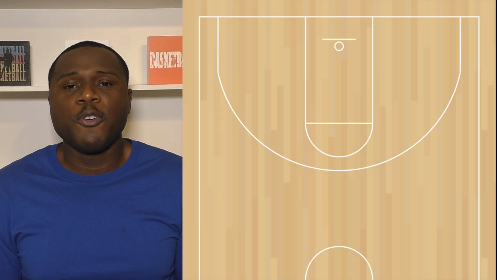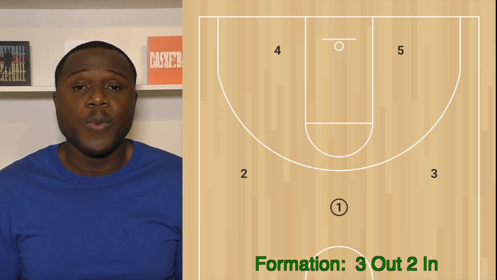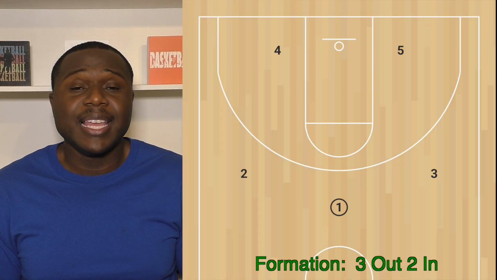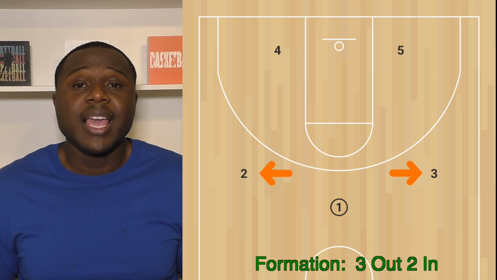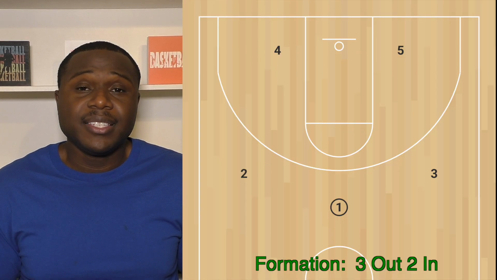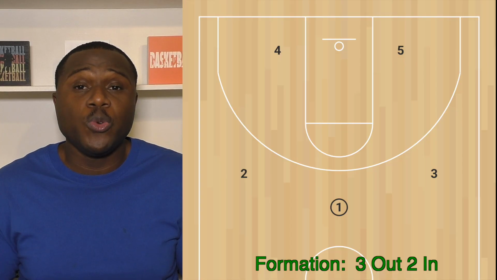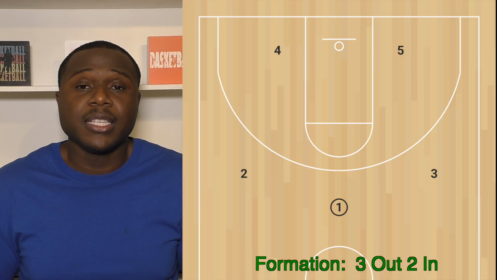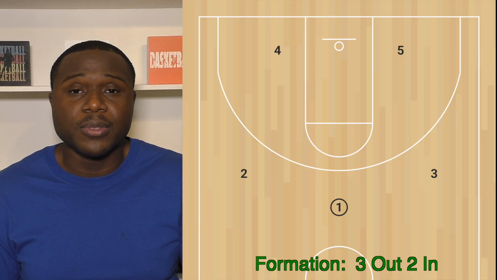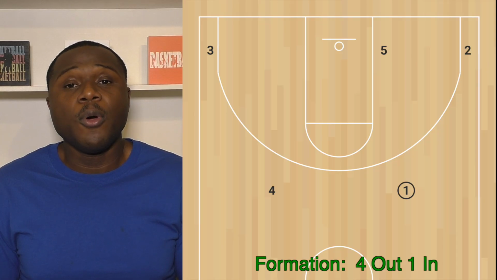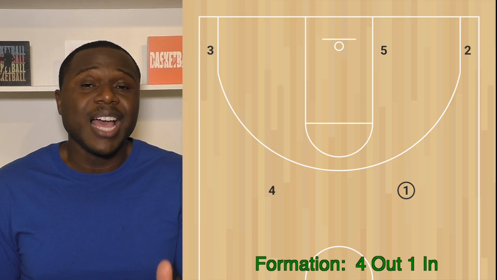So the first basketball formation we have is the 3-out, 2-in. That's where we have guys standing at the top of the key, wings, and 2 guys at the blocks. This is good for if a team has 2 dominant post players, or honestly, if you're going up against a 2-3 zone.